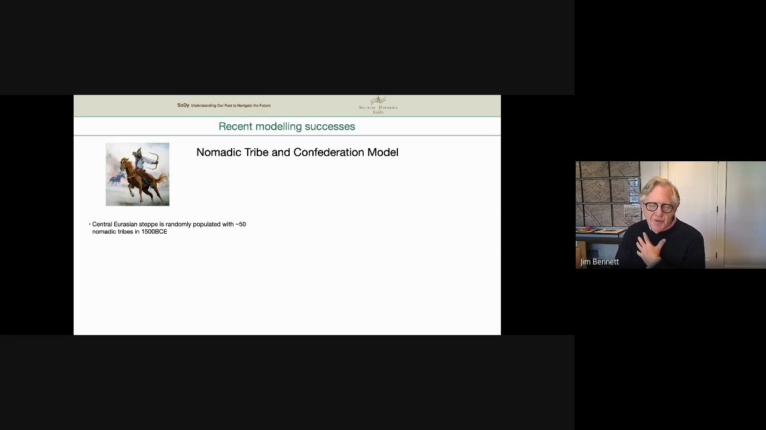The famous examples, of course, are the Yuan and the Mongols, where they went and took over the head of the Chinese states and ran them for quite a while. But to answer your question directly, they stay on either side of the border, at least in this model.